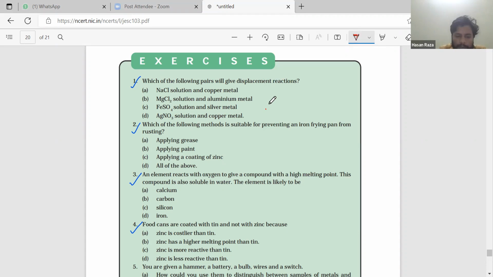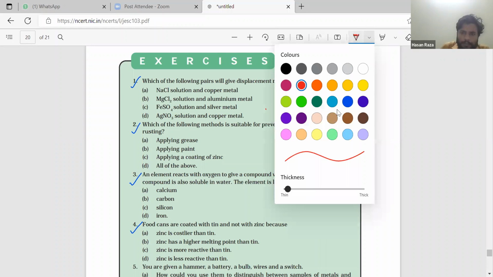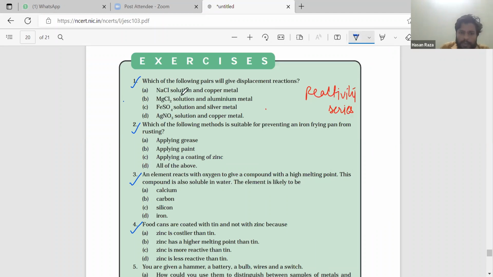Which of the following pairs will give a displacement reaction? This displacement reaction will depend on the reactivity series. So basically, from here you can understand. NaCl and copper metal: copper cannot displace Na because Na is very reactive. Aluminium also cannot displace magnesium because magnesium is more reactive. Silver cannot displace iron, but copper can displace Ag from its solution. So the answer will be D. Martin? Yes, sir. Very good.